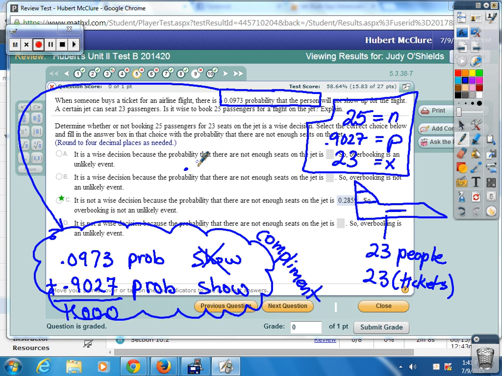Point what? Should be the answer. Okay, make sure I did this right. Somebody take 1 minus 0.0973. I got this to come out right. Why isn't it coming out right now? What'd you get? 0.9027?